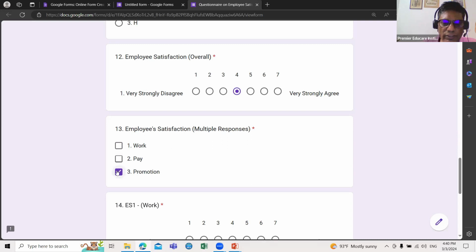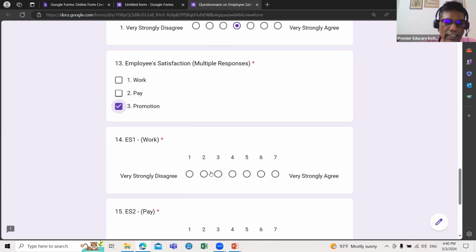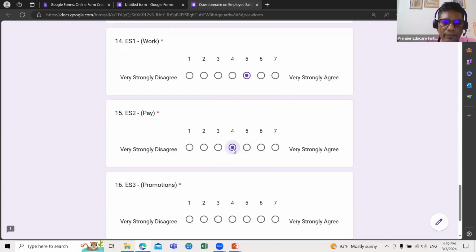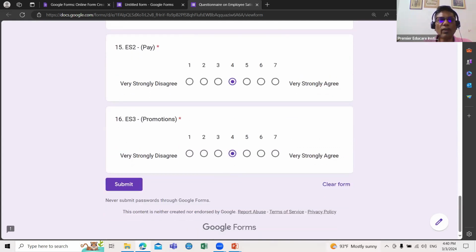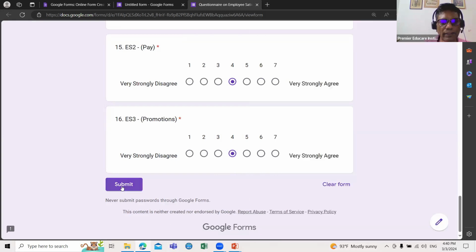This is a required question. So therefore, you have to fill it. Otherwise, you can't go further. Okay. Right. So this is the ES1. Again, the linear scale or the Likert scale. You have 7. Right. Okay. So this is it. Finally, you will have to click this submit button. So that is how you prepare your questionnaire using the Google Form.